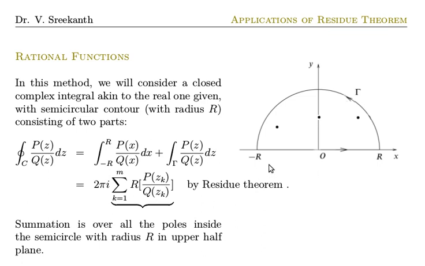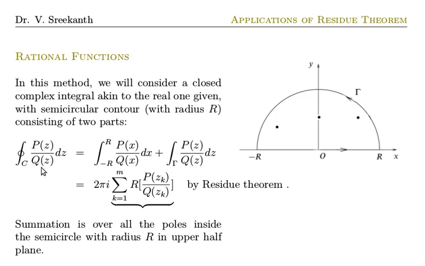You can take an integral of this sort, and you already know that q(x) doesn't have any singularity over the real axis, so there is no singularity on the real line, and all the singularities are inside this semicircle. You will choose your R such that all the singularities lie within R. You can always do that. If that is the case, then you can write the closed integral like this.